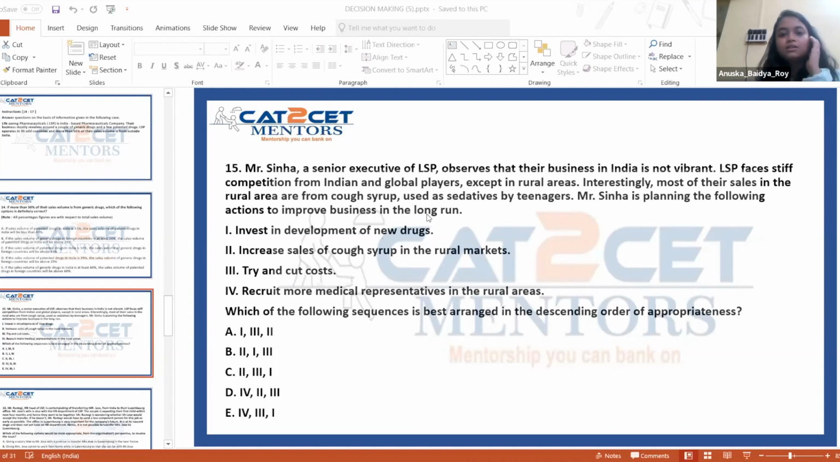In 2, look, increase sales of cough syrup in the rural market. Yes, okay, business will grow. If people buy, business will grow. But then it is said that it is used as a sedative by teenagers. So if you know this, maybe not a very ethical option, but okay, you can do it if you try to grow the business. It's in the grey waters, okay.